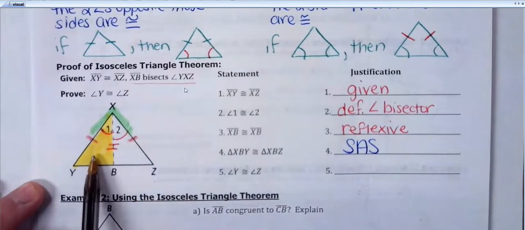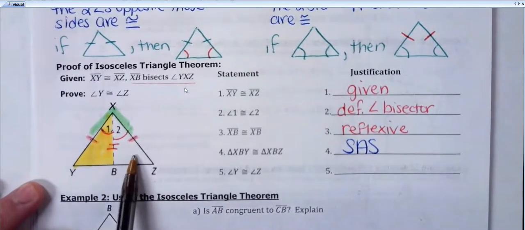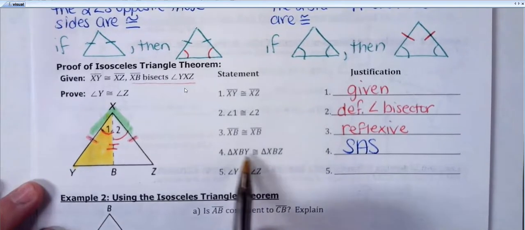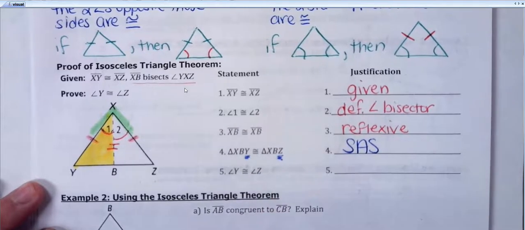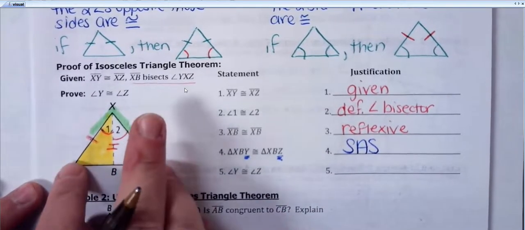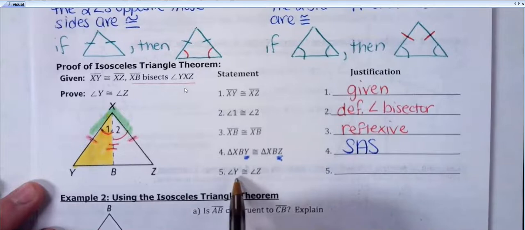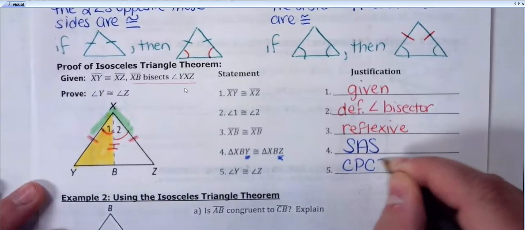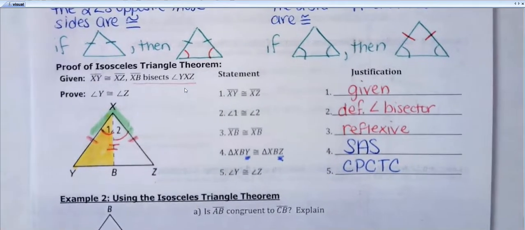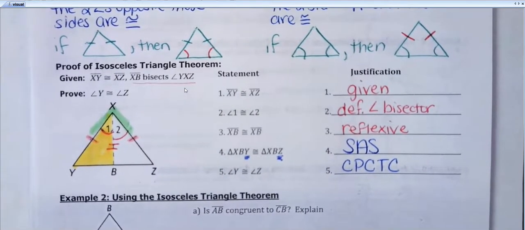So if the yellow triangle and the white triangle are congruent to each other, do you see in my congruent statement, Y and Z are in the same spot? So those are corresponding angles there. That's going to say angle Y and angle Z are congruent. That's just your corresponding parts of congruent triangles have to be congruent. That's what we were talking about yesterday.